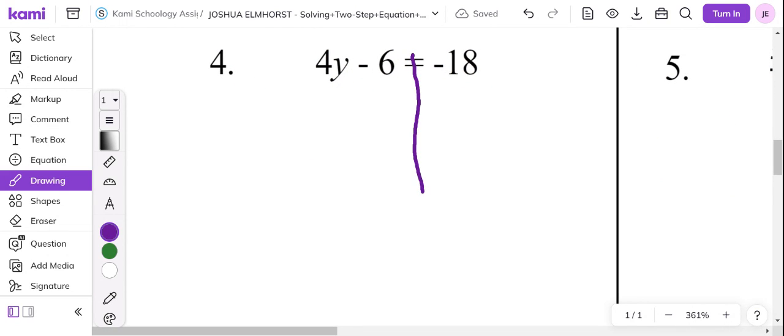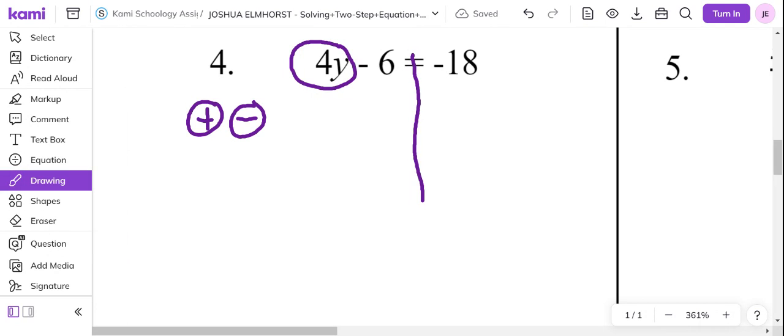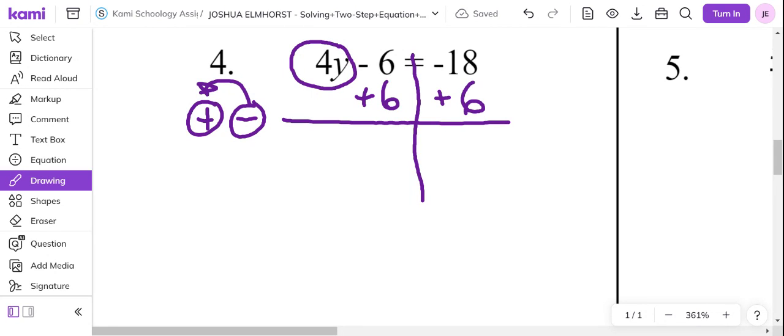Okay. Draw a line down through the equal sign, circle the variable term on the left side, and we're going to add or subtract. Add or subtract for step 1. We have subtracting, so we're going to add to undo the subtraction, negative, positive.